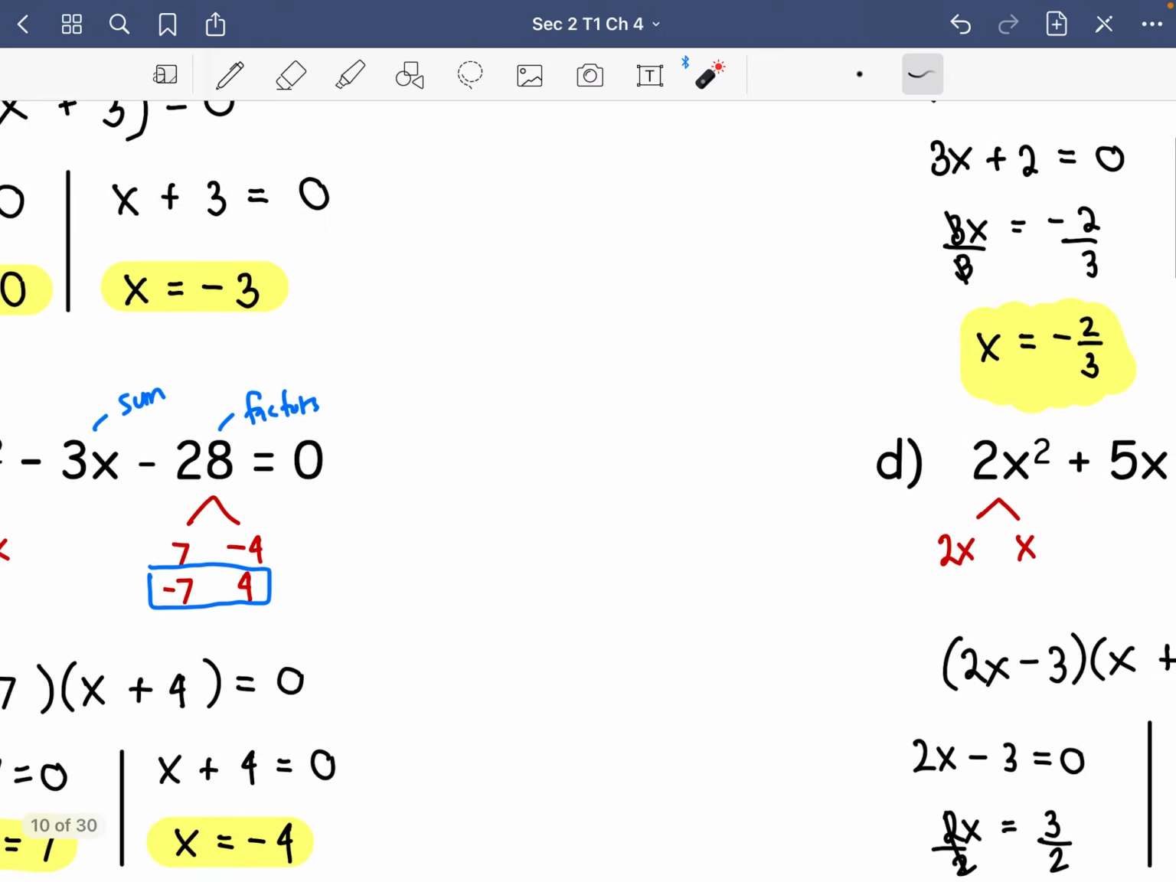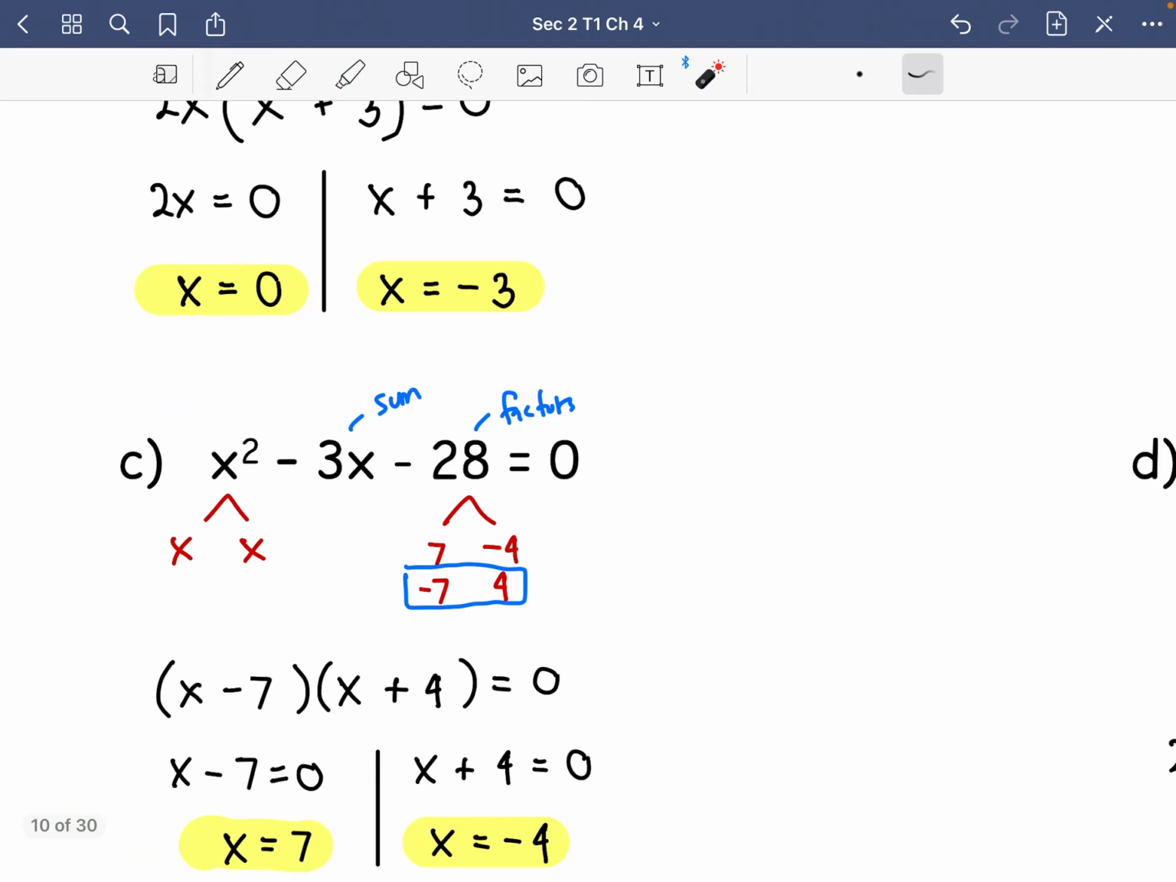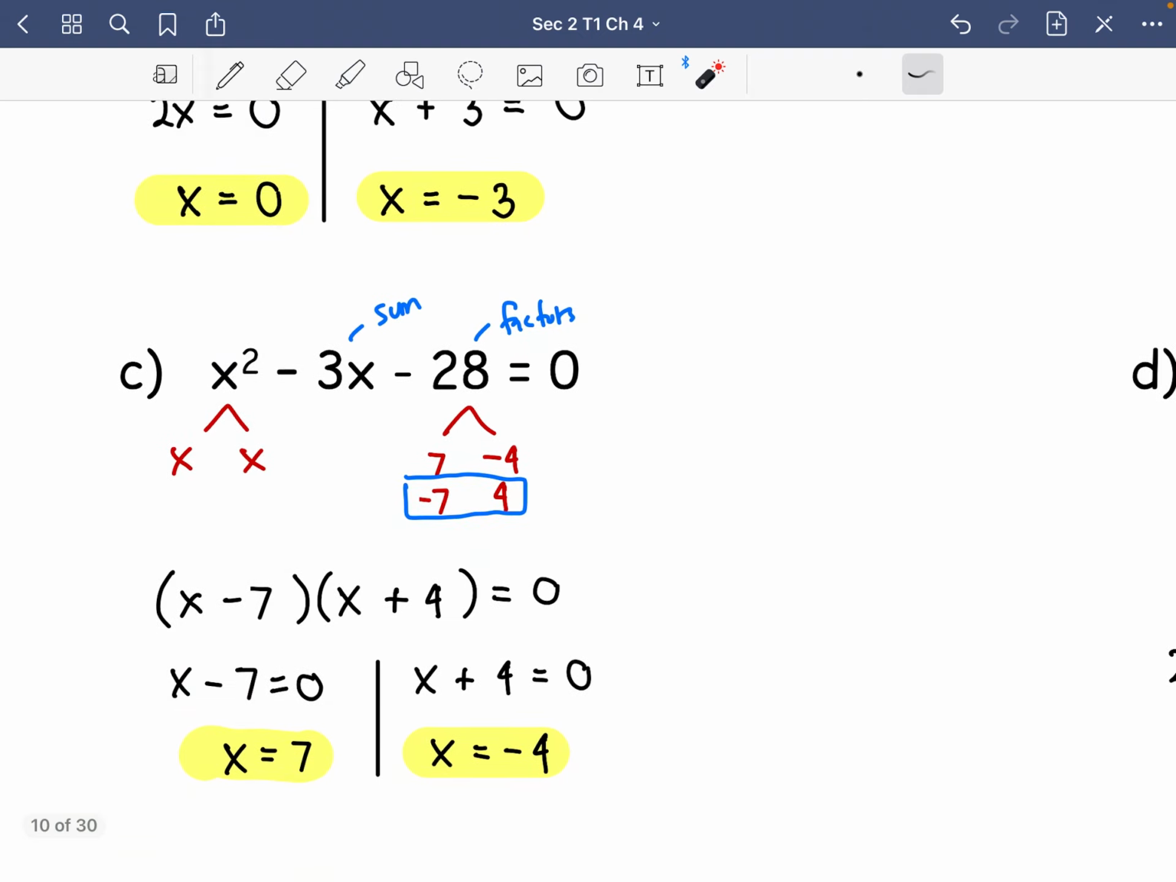Now, how about letter C? For letter C, now you have three terms. The first thing you need to ask yourself is: are the first and the third terms perfect squares? If you're talking about special identities here, they're not, right? 28 is not a perfect square.